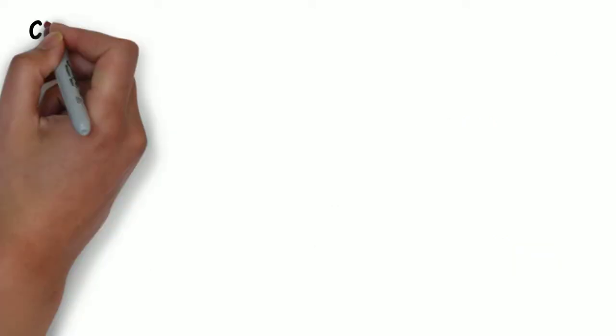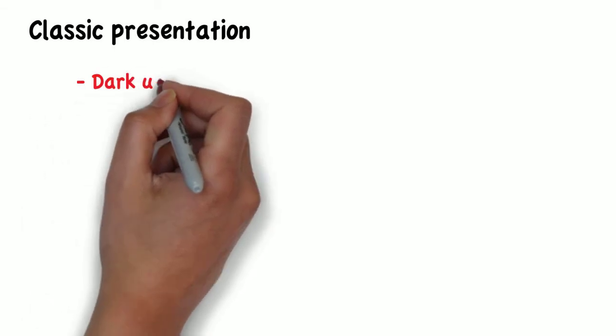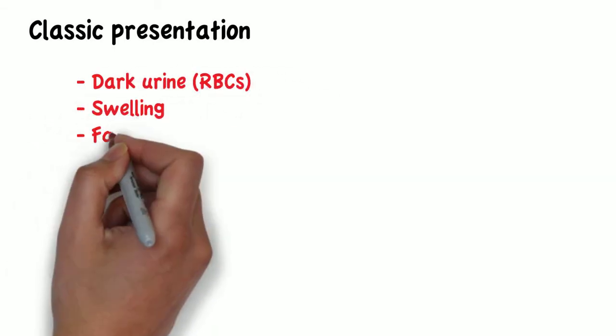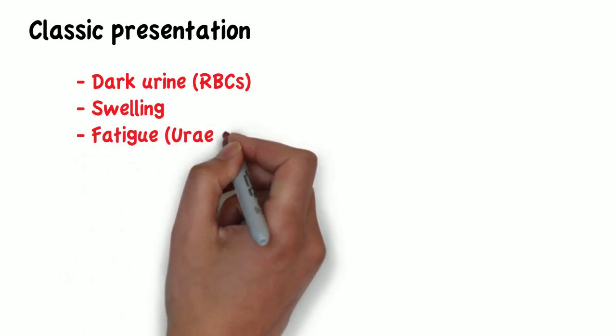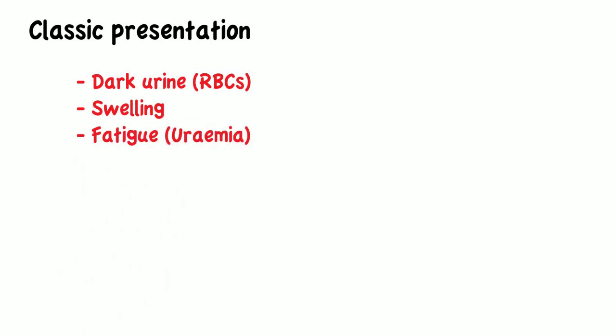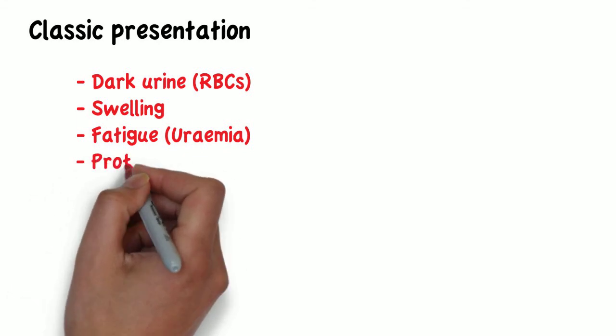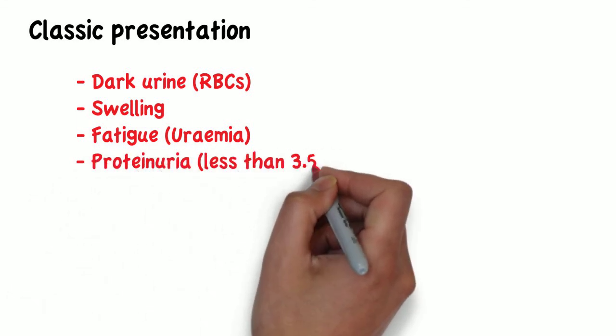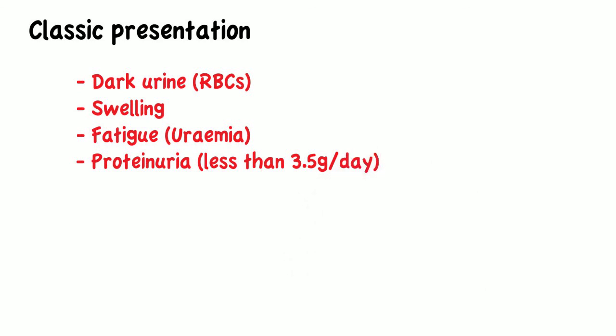With that being said, the classic presentation of a patient with nephritic syndrome is dark urine due to the presence of red blood cells, swelling, and fatigue due to uremia, which is the high presence of urea in the blood, resulting from a low glomerular filtration rate. And they will have proteinuria, but the key here is that it is less than 3.5 grams of protein per day.